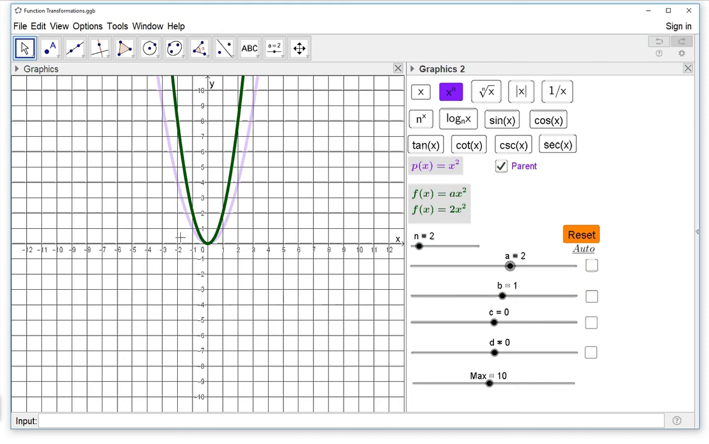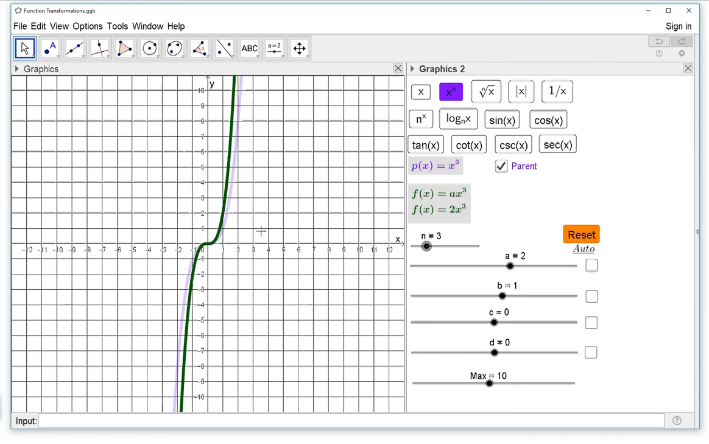So for example, p of negative 2 would be 4, right? Or, well, our new y value for f of x is 8. It's double that. P of negative 1 is 1. F of 2 is 2, twice that. So that's why it's considered a vertical stretch, because the y values in this case are doubled.